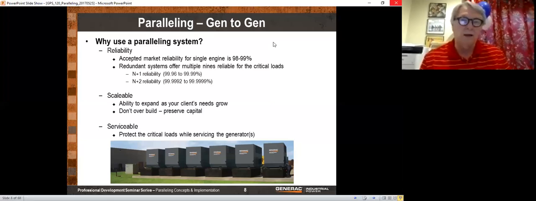For instance, how about load banking? A lot of people with a generator system like what you see there in the bottom will buy a load bank and put it on the system. And the load bank, let's say each of those generators is 500 kilowatts, so you have a 3 megawatt system. Well, if you had a 3 megawatt generator, you'd have to have a 3 megawatt load bank.